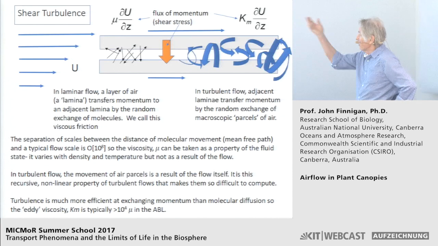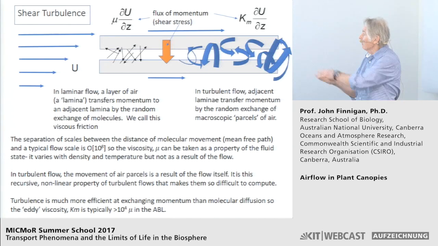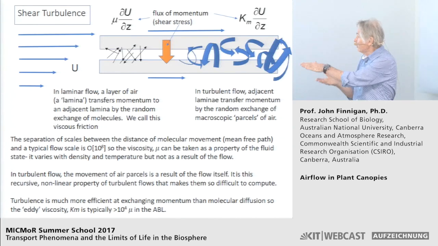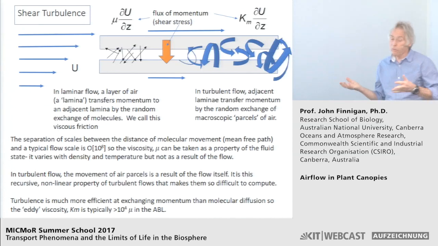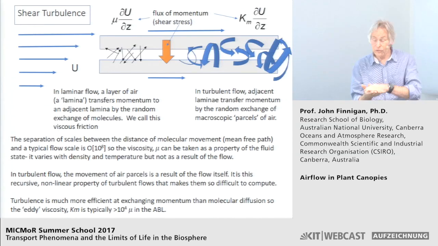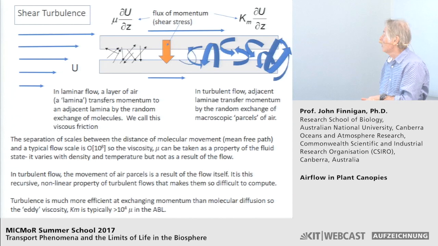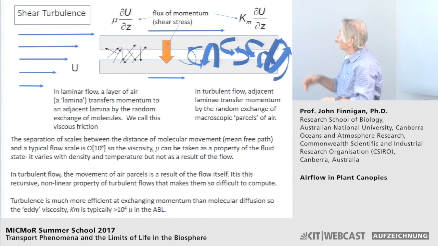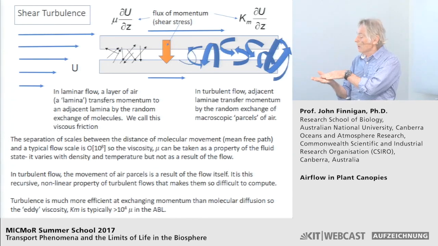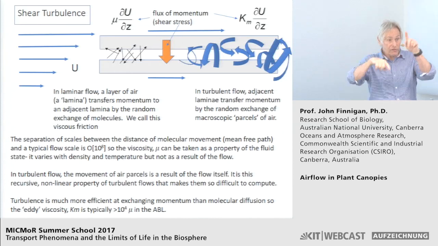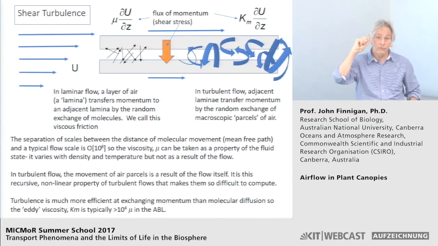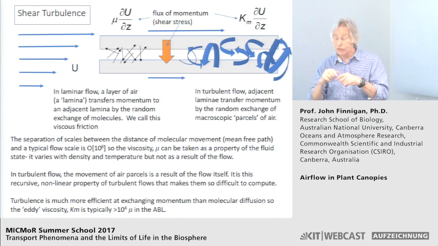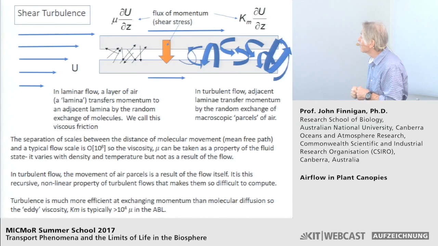So in shear turbulence, we have layers of air of different speeds flowing over one another. We call it laminar flow because we're looking at laminae, sheets of air. Before the transition to turbulence, momentum is exchanged just by exchanging molecules. Now, molecules don't travel very far. The mean free path before it hits another molecule is very, very small.